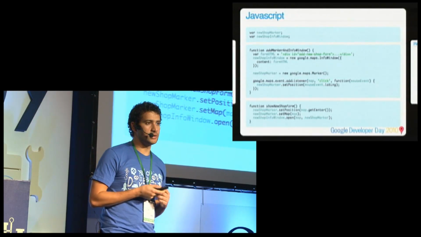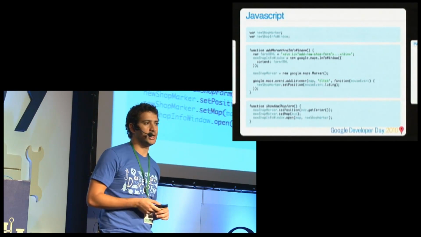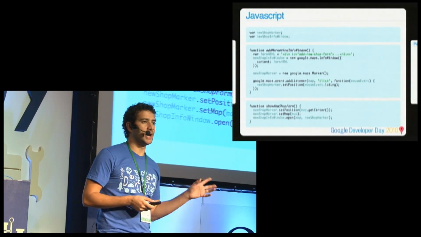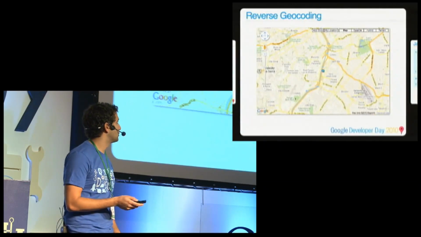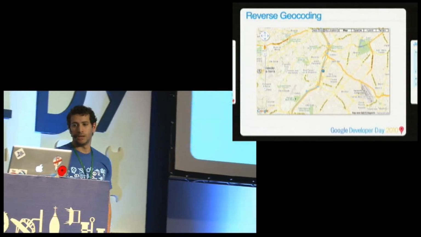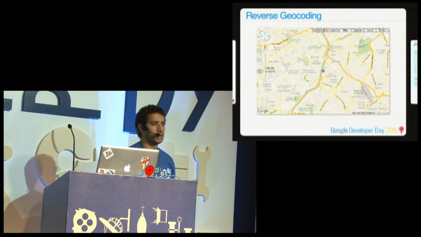An info window, you can set an info window's location. It doesn't need to be associated with a marker, but this is a shorthand way to bind an info window to a specific marker. So it'll get the behavior that we saw earlier, where if I click Add Shop, it'll drop the marker and open an info window.